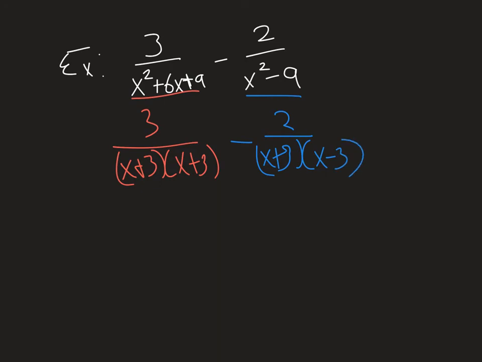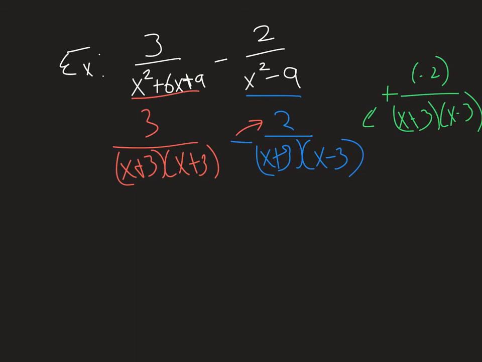Now, instead of writing it as minus 2, you can write it as plus a negative 2 over x plus 3 times x minus 3. And that boils down to personal preference. It all depends on how you like to deal with the negatives. For the intent of this video, I'm going to go ahead and just run with it as subtraction. If you would like, though, you can change it to addition with negatives. It's your call.